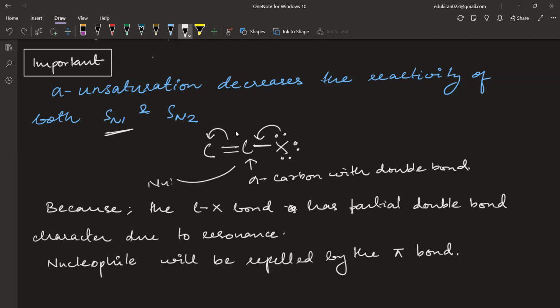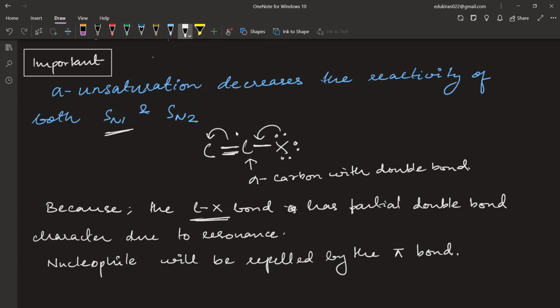Why SN1 cannot happen? Because the CX bond is very strong. It has partial double bond character due to resonance, and because of that, the CX bond cannot break. Now they will say, okay, fine, SN1 is not happening, the CX bond is not breaking, that means you are not forming carbocation, then let the nucleophile attack. Then you say, no, the nucleophile cannot attack either. Why? Because there is pi electron, and pi is electron rich, and electron rich species will repel each other. Is this clear, yes or no?